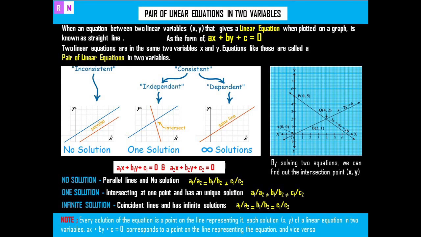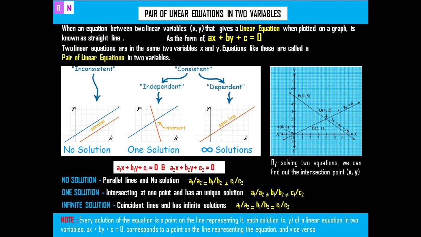Now we have a1x plus b1y plus c1 equals 0 and a2x plus b2y plus c2 equals 0 as a pair of linear equations. By comparing both equations, if a1 by a2 equals b1 by b2 but not equal to c1 by c2, then the given equations represent two parallel lines and never meet at any point. Hence, it has no solution.